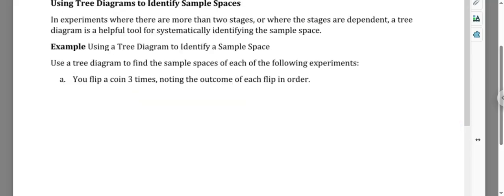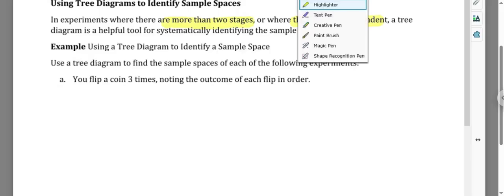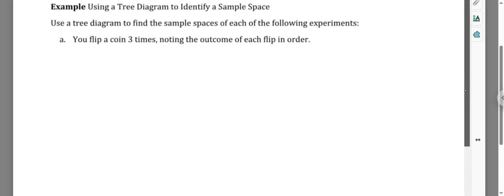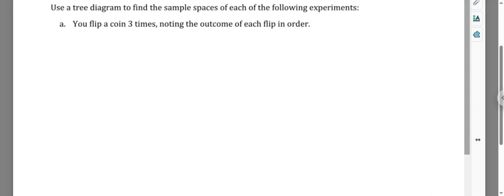So again, more than 2 stages, or the stages are dependent. Those are when we'll use a tree diagram to identify the sample space, to visualize that information. So we start off with the experiment and we flip a coin 3 times. So the first time we flip it, we have these 2 options, heads or tails.